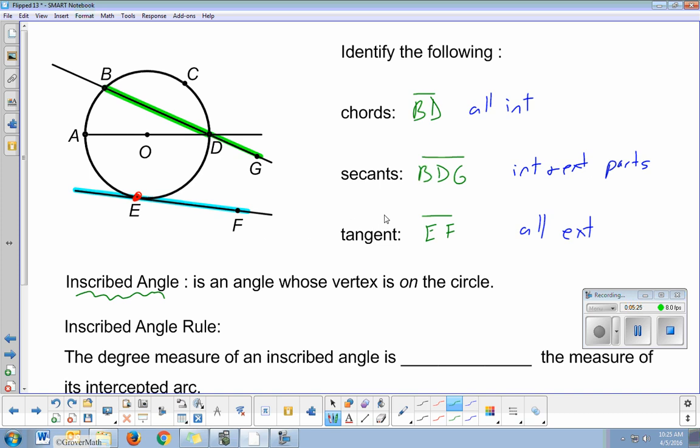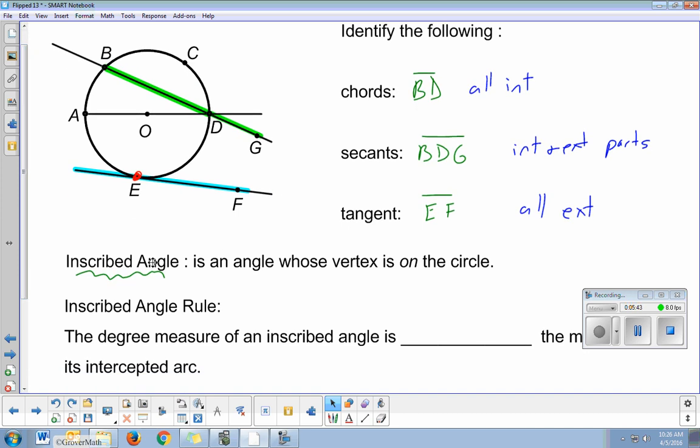Well, it comes from the fact that tangent relates to what's called the unit circle in trigonometry. You'll learn more about that in Algebra 2, but they are related. It's not just a coincidence that it's the same word there. But a chord is all interior, a tangent's all exterior. A secant has an inside part and an outside part, interior and exterior.